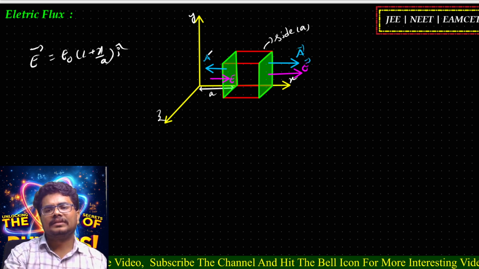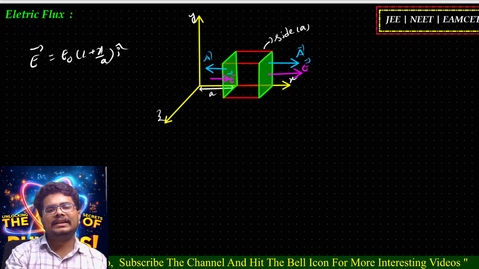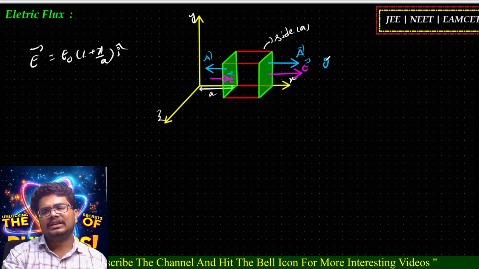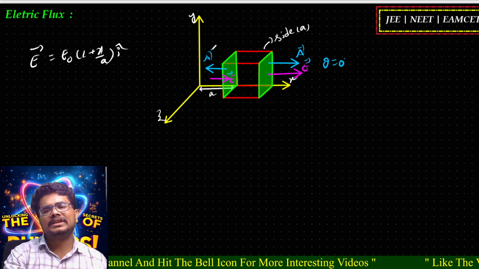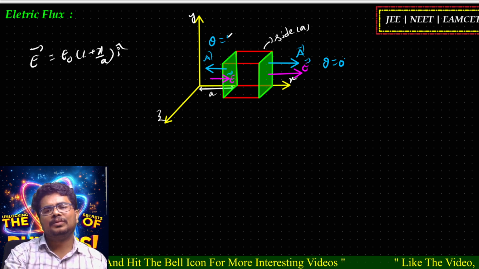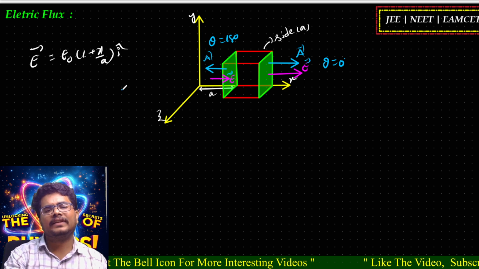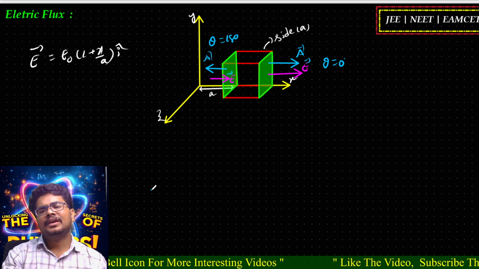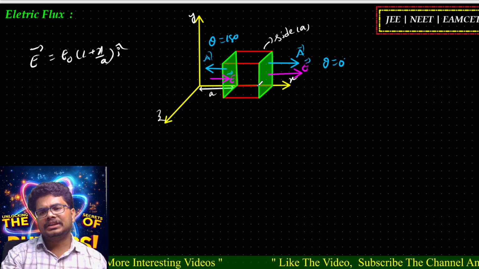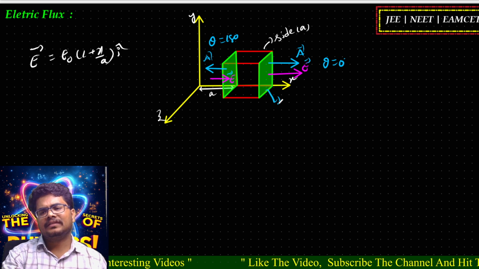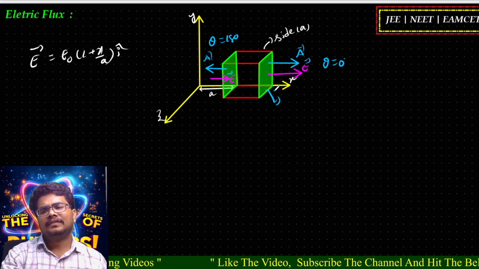What is the angle at the second face? Theta equals 0 degrees, sir. Why? Because both are in the same direction. What is the angle at the first face? Theta equals 180 degrees, because the electric field and area vector are in opposite directions, sir. Then, if you observe carefully, we calculate the flux. How to calculate flux?